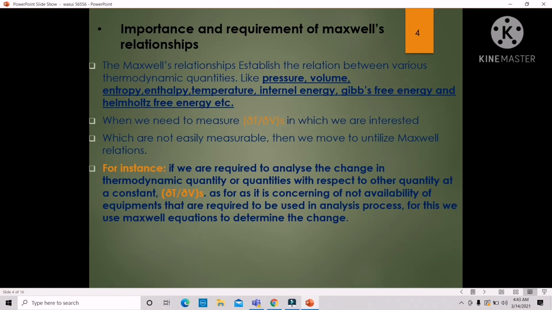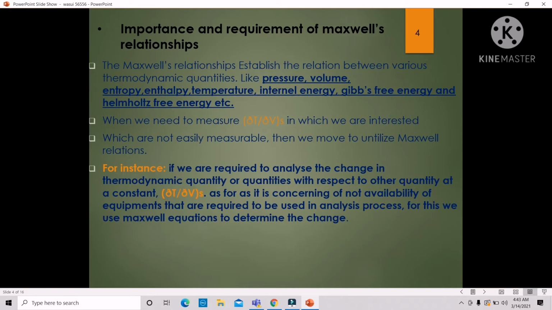So, discussing the importance and requirement of Maxwell relationships. The Maxwell equations and their relationships establish the relation between various thermodynamic quantities like pressure, volume, entropy, enthalpy, temperature, internal energy, Gibbs free energy, and Helmholtz free energy, etc. Suppose we need to measure the change in temperature with respect to volume, having entropy constant, which is not easily measurable. Then we move to utilize the Maxwell relationships.